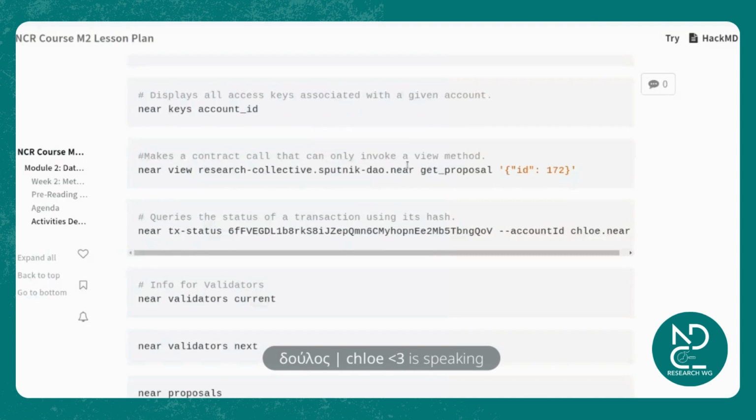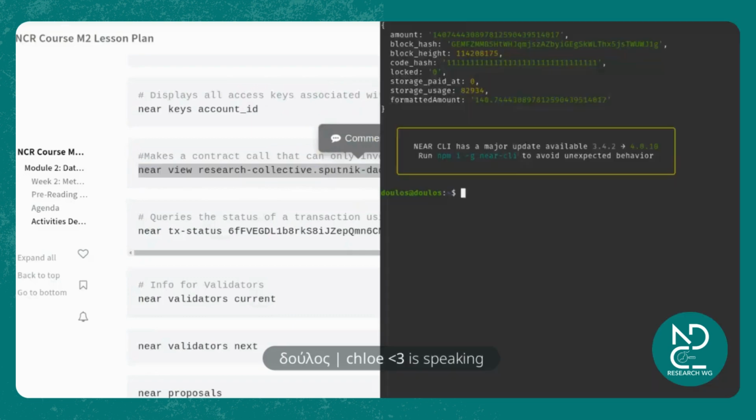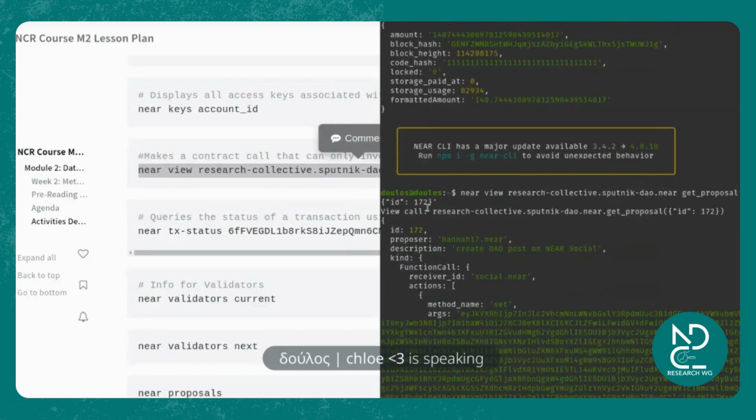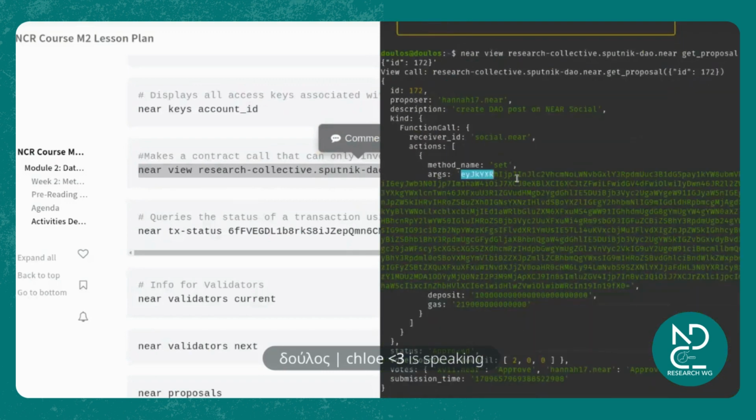I'm trying to get a proposal, right? This is a view function that a developer wrote into this DAO, and I can use this in my terminal to get some more information about this proposal. So it's going to call. Okay, so what happened was we called it. Look at that. We're getting information about the proposal. We're getting the description, and then a bunch of random information.